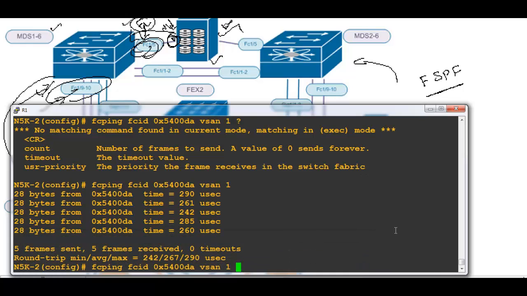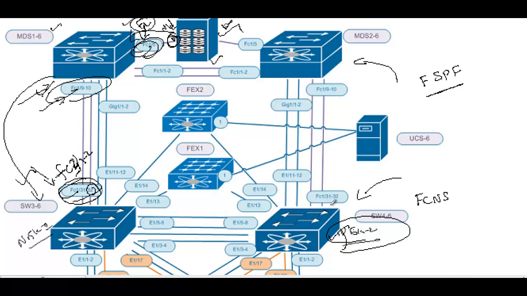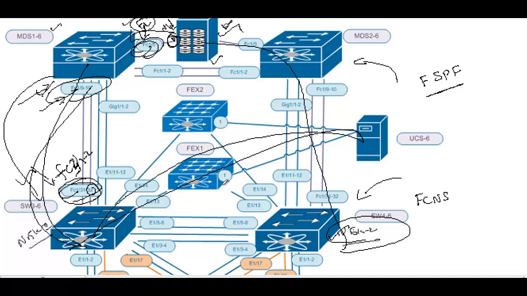So what I want to show here is we have reachability to the JBOD from here to here. Next, reachability needs to be there from UCS to here. UCS is directly connected to the 5K through FEX. You know about FEX. FEX is an extended remote line card, that's all.